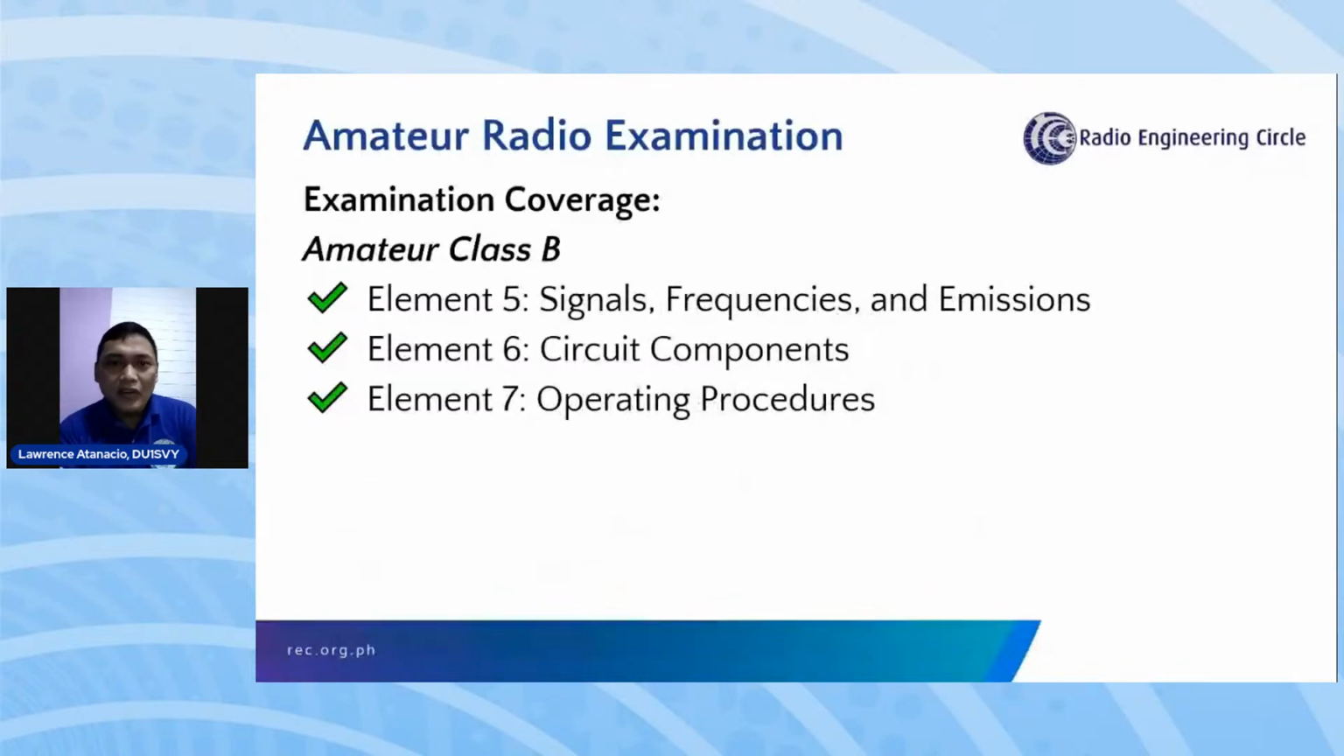So Class B, the coverage of the examinations: Element 5 is signals, frequencies, and emissions. Element 6, circuit components. And Element 7, operating procedures. Okay, wag po kayong mag-alala, ang Radio Engineering Circle po ay nagkakandak din po yan ng review for Class B and Class A. So kaya dito muna tayo mag-focus sa Class C. Okay, next slide please.